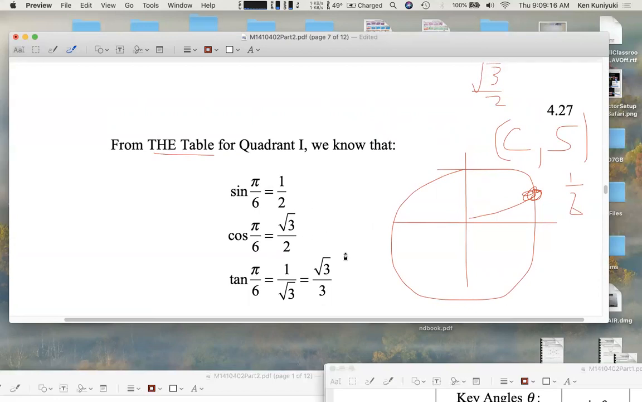So we know the sine and the cosine. The tangent is the quotient of these. That over that is 1 over root 3, or rationalized, it's root 3 over 3. Again, you can get this from your table.